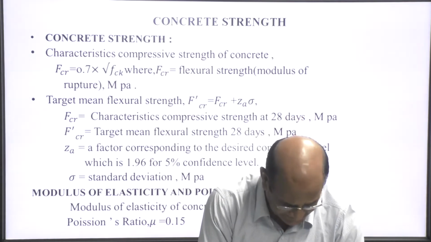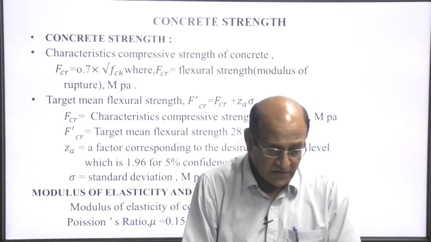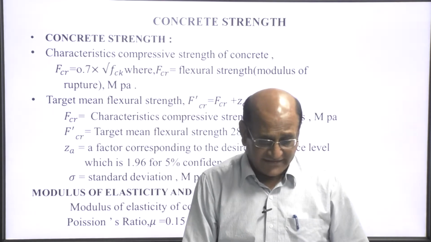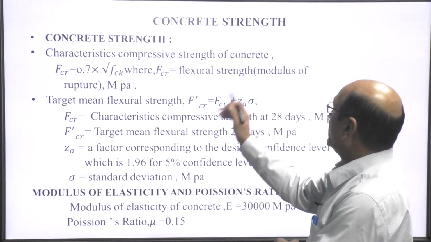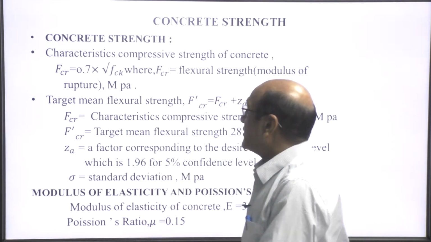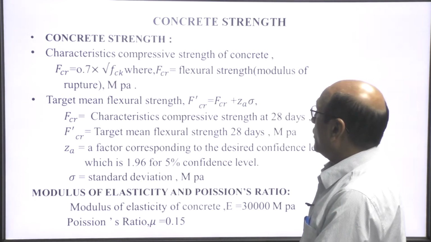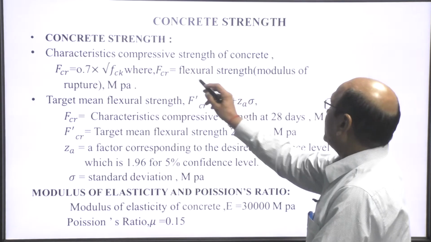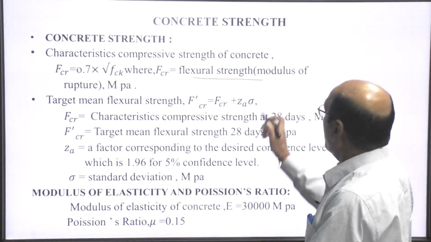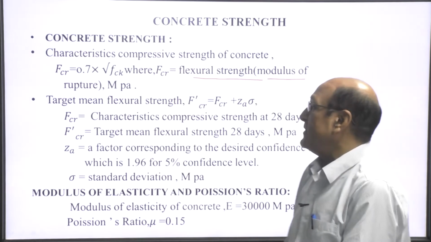Now, concrete strength. The characteristic compressive strength of the concrete: fcr is equal to 0.7 into under root fck, where fcr is the flexural strength or modulus of rupture in megapascal.